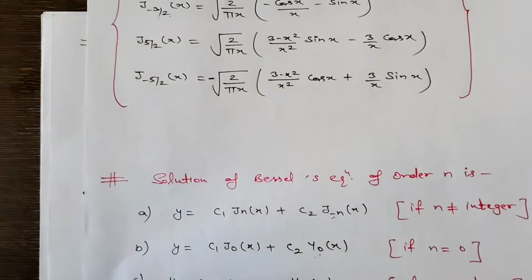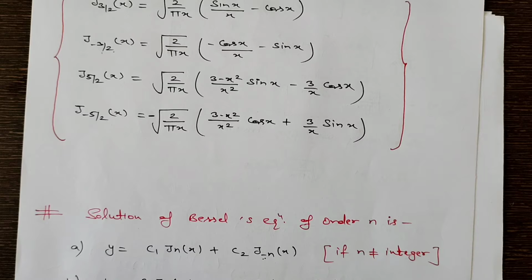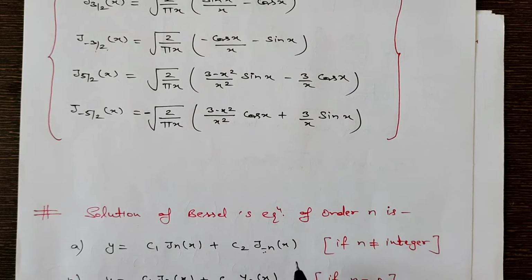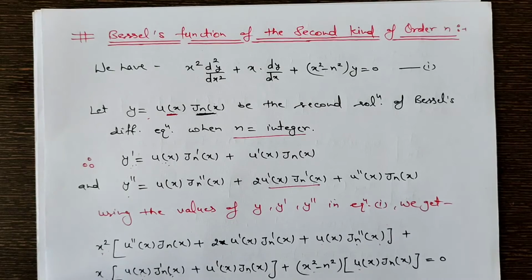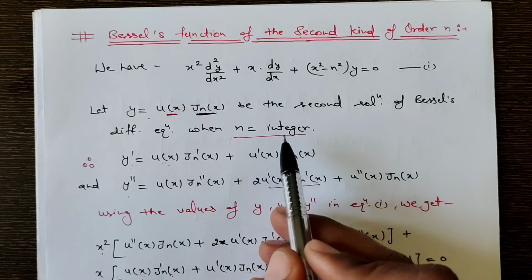Let me show you. This is the case when n is not an integer, or n has half integer values. Then the complete solution of the Bessel differential equation is represented as c1 Jn(x) + c2 J−n(x), so that Jn(x) and J−n(x) are linearly independent. Now we are going to find the second linearly independent solution corresponding to the case when n is an integer.